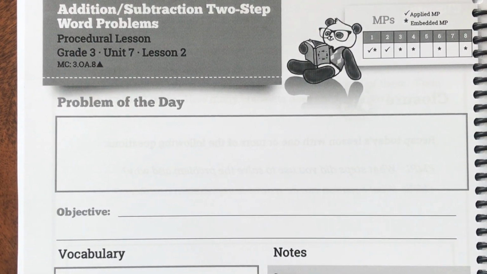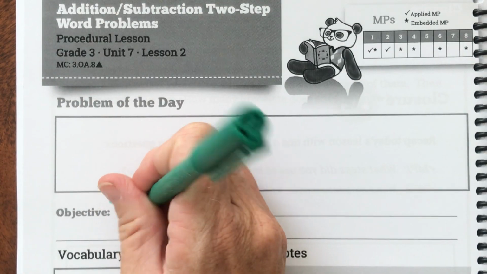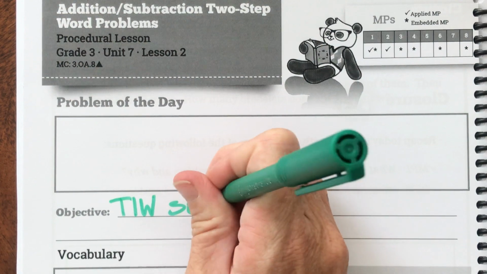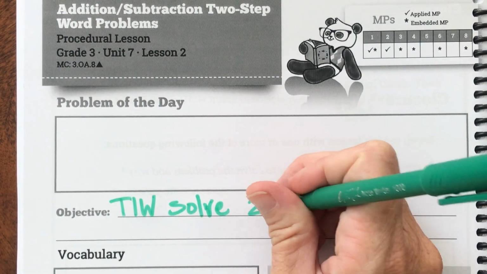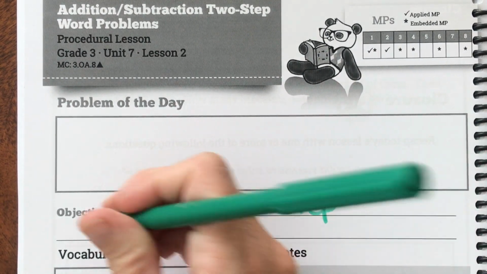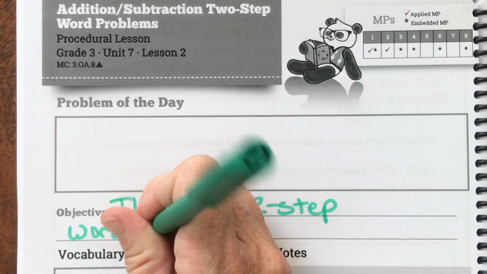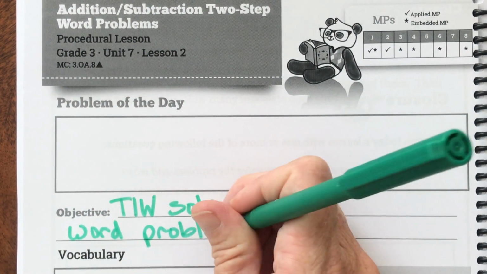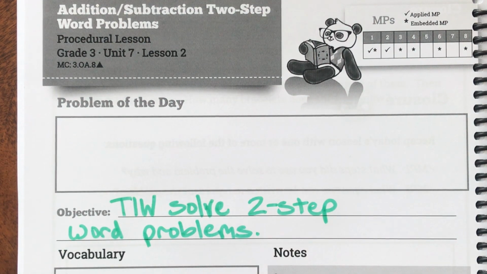Today we are on page 177 of your student journal, and we are in a new unit. So our objective today: I will solve two-step word problems. Period. Okay, so also it says that these are going to be addition and subtraction word problems. So those are the two operations we're going to be using.